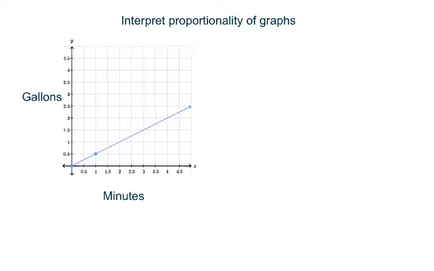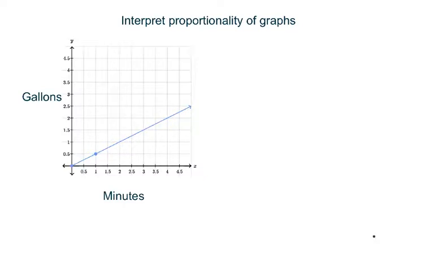All right, so to interpret proportionality of graphs, we have to look at several things. One, if you remember from last week, we talked about what is a proportional graph. And so there's two things that have to be the case. One is, is this a straight line? And ignore my drawing, but as you can see, it is a straight line.